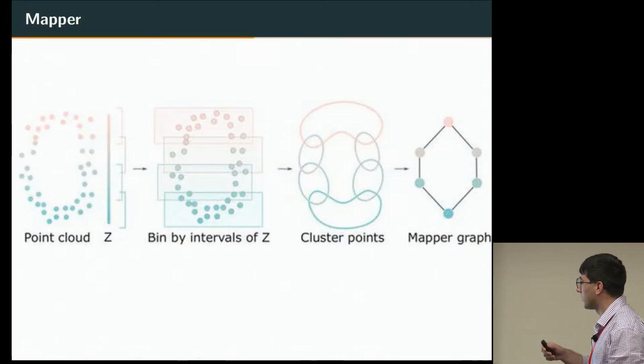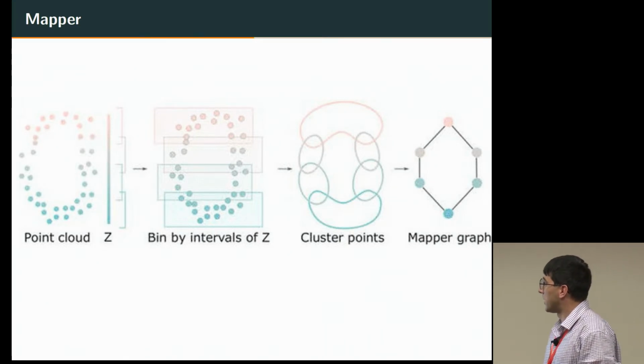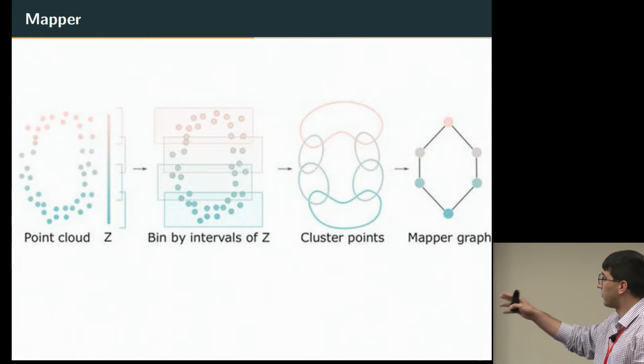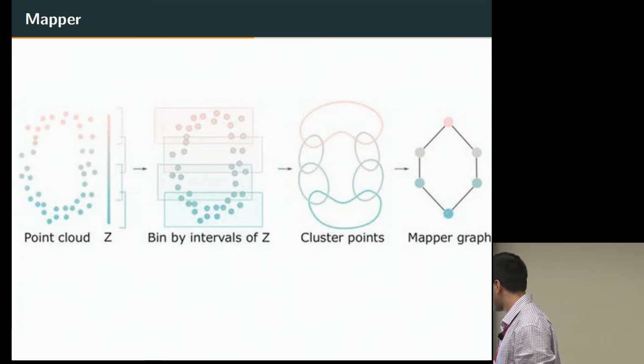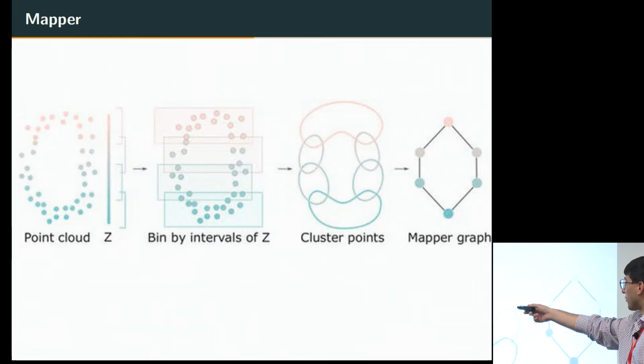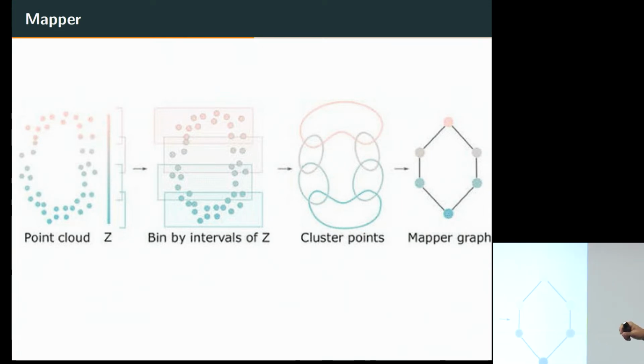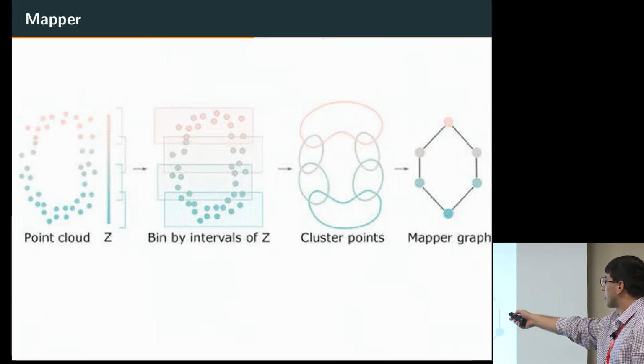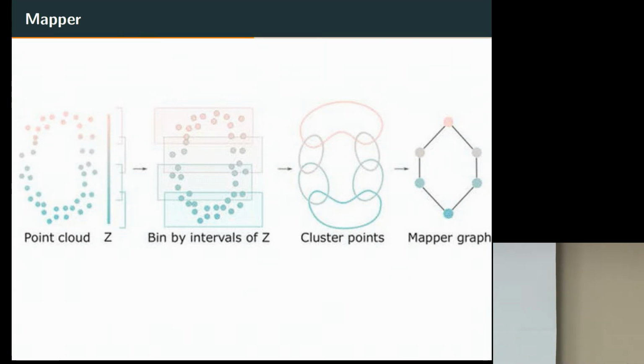So there's another way of creating these objects. This is called the mapper algorithm, where you take your point cloud and you have some sort of summary function on the point cloud. This is hard to see, but when you have a summary function, you cluster in that space, and then you take the inverse image, and you take intersections of the result, and you form a graph here. So it's another way of organizing the data.